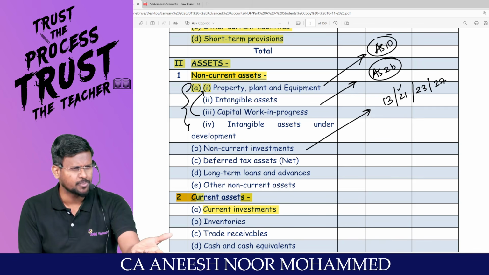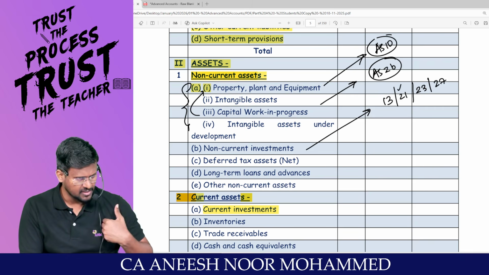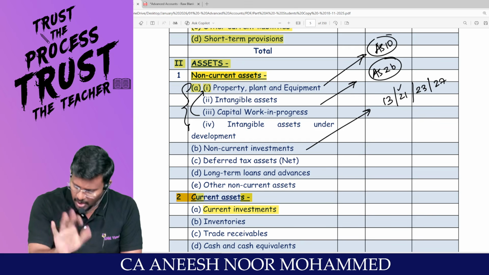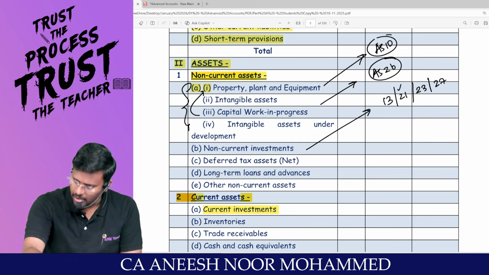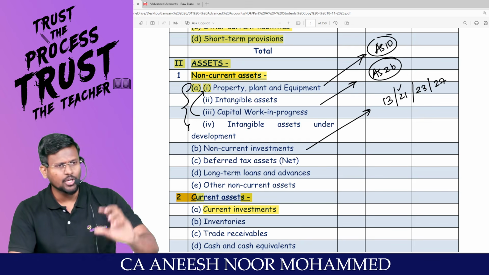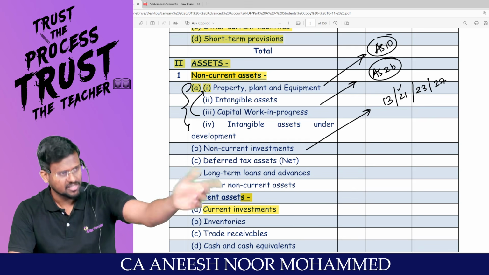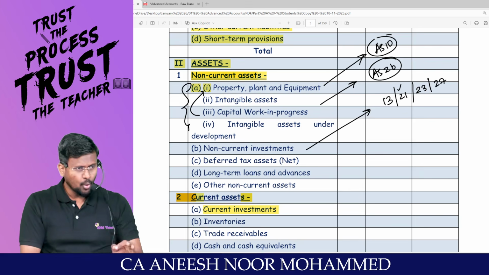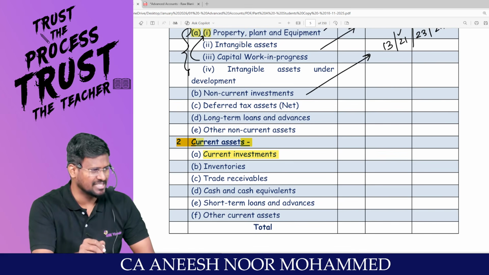What is the order of investment? Try to invest in my business. Still money is there, try to invest in others' business. Still money is there, try to invest with government. Still money is there, try to give loans or advances to others. Still money is there, other non-current asset. Now I am going to make the current asset.